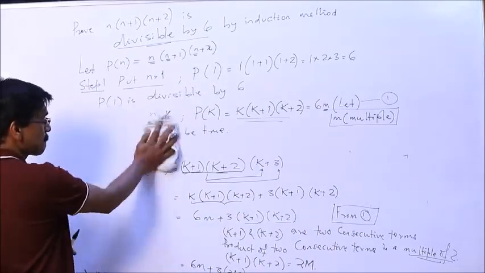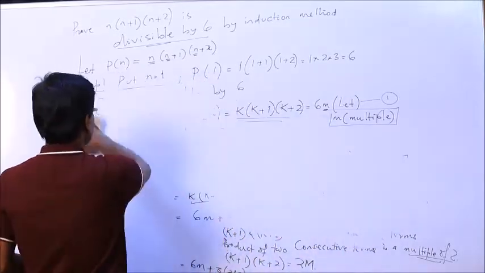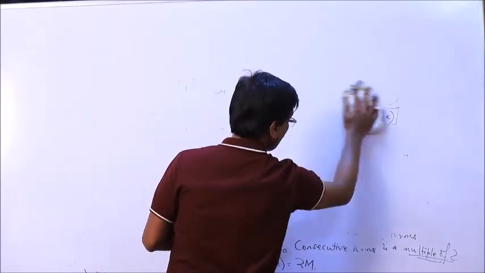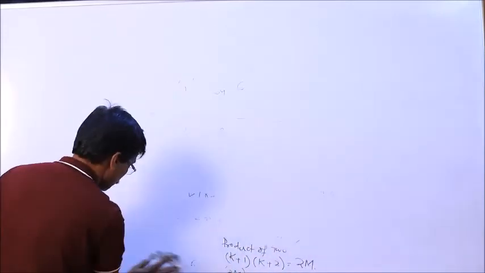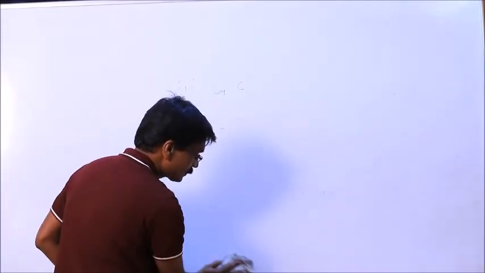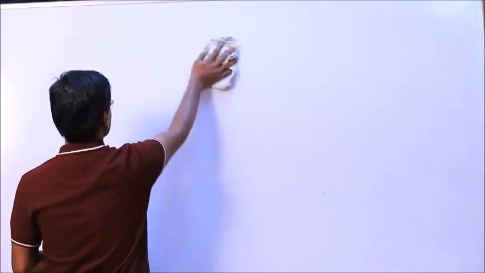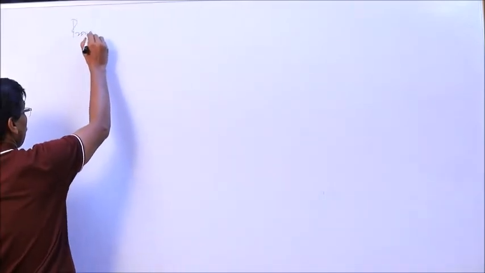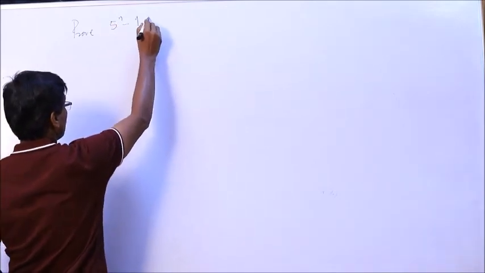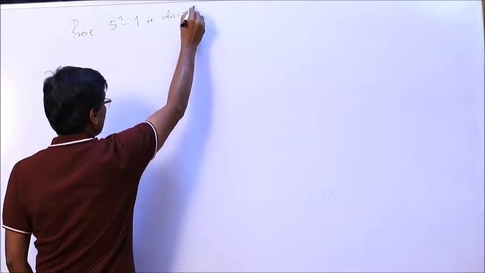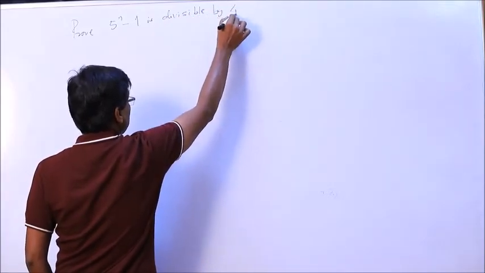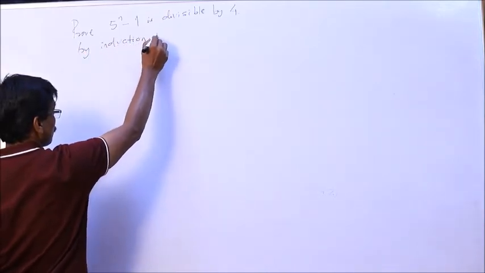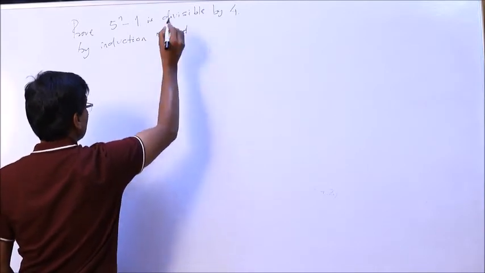Next we can take one more example which involves an unknown variable, that is, say, 5 to the power n minus 1 is divisible by 4 by induction method.